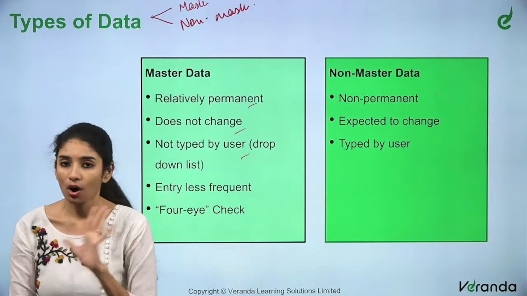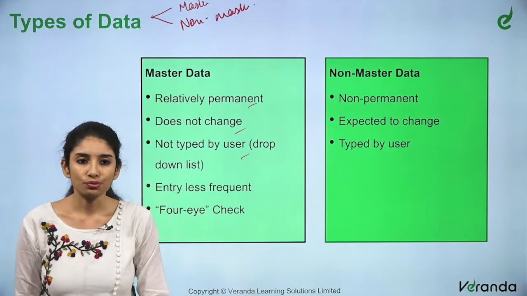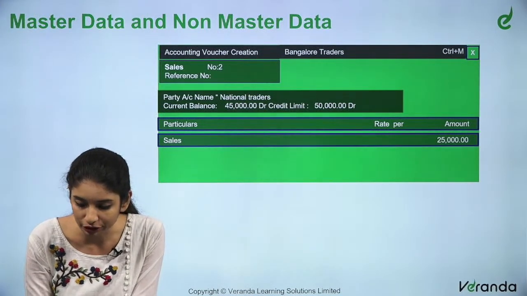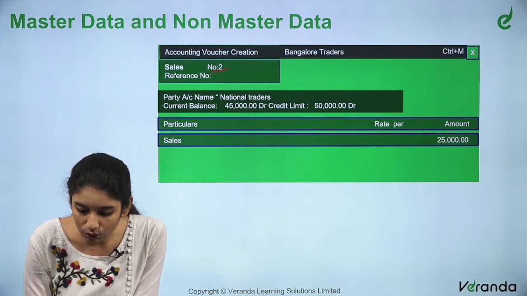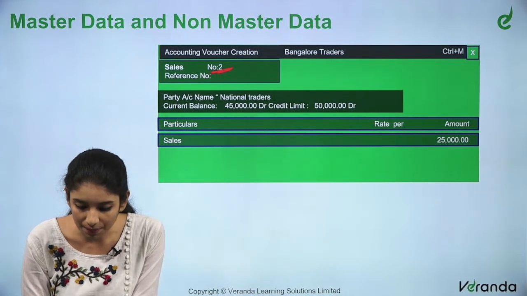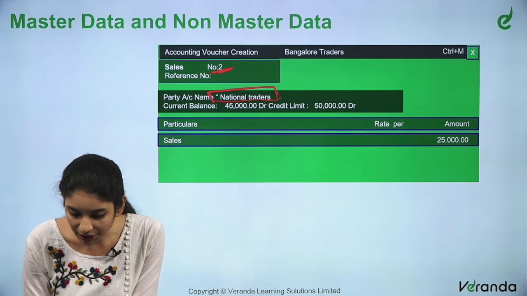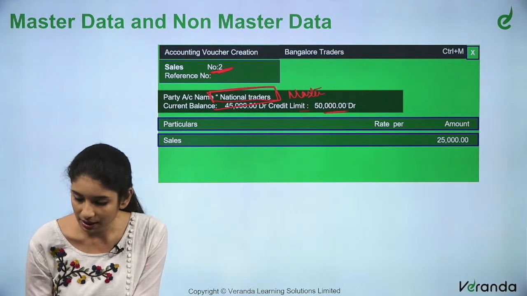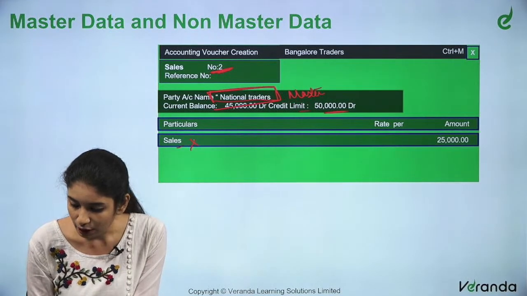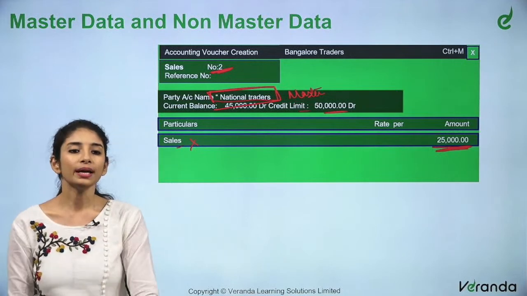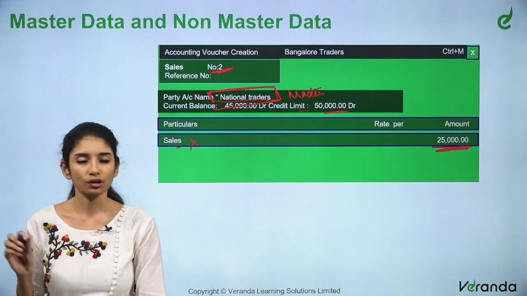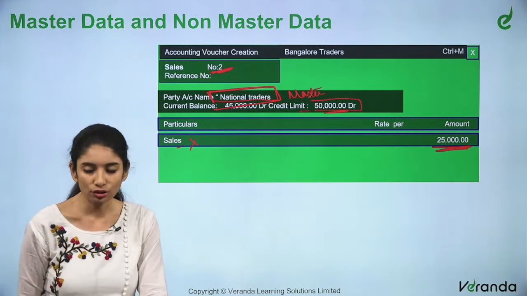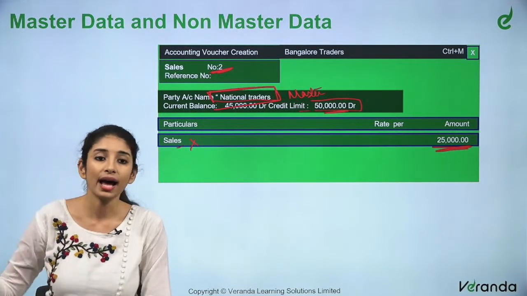Next, we have non-master data. Non-permanent, expected to change and typed by the user. Here is an example from an accounting software. Sales number 2 changes every day, so it is non-master data. Party account name, say National Traders, is master data. Credit limit, it is already defined, is master data. Sales of some item, say item X, 25,000. This 25,000 is non-master data, because every invoice is not going to be 25,000, it is going to change. But the credit limit is going to be constant for the party until the management decides to change it. So, is the difference between master data and non-master data clear?